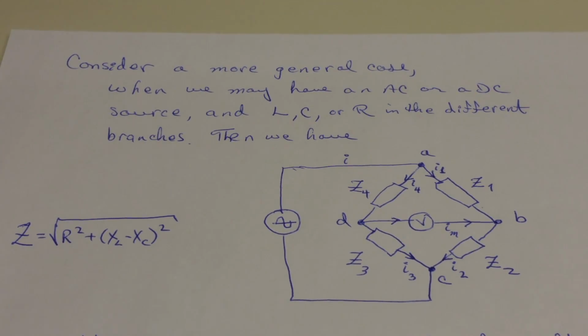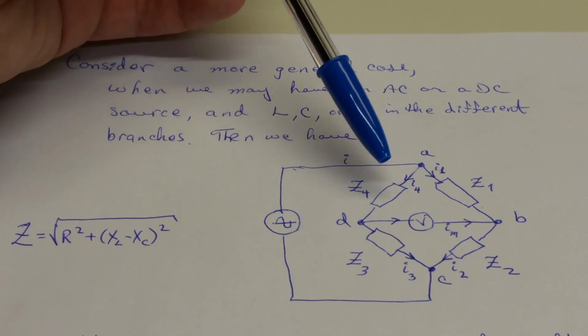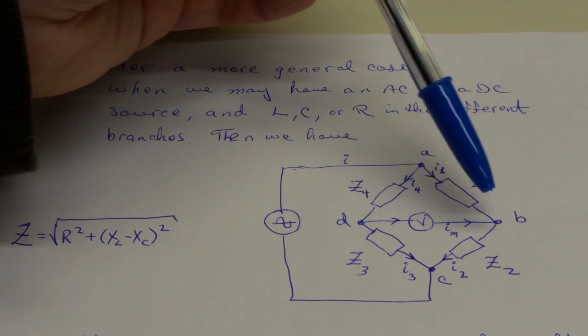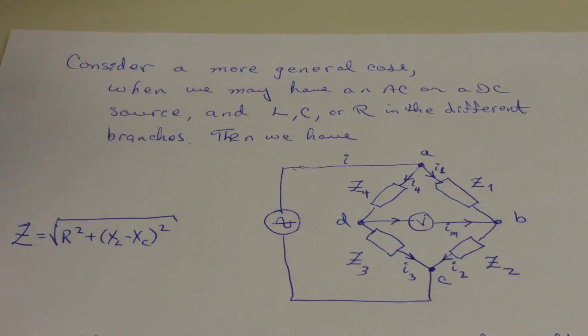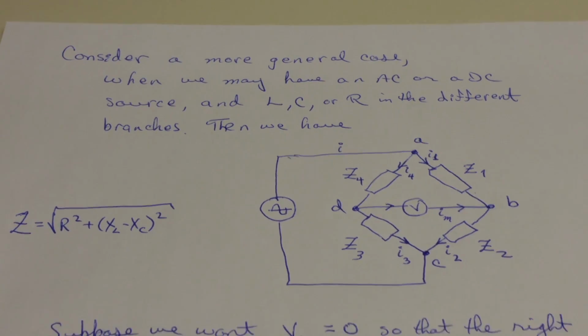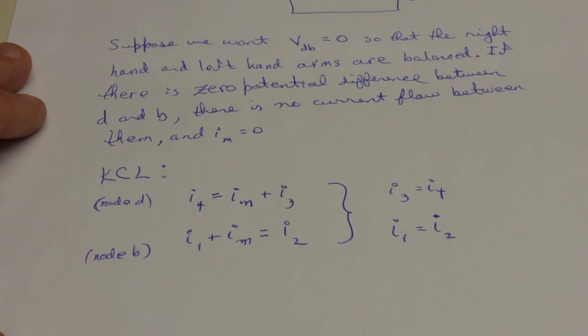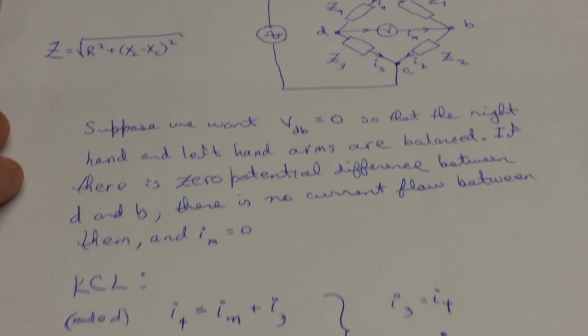So recall that I said this is a null measurement, that we're interested in the case when these two branches of the circuit are balanced. There's no potential difference between B and D, which means that IM has to vanish. IM has to be 0. So let's apply Kirchhoff's current law to this circuit.